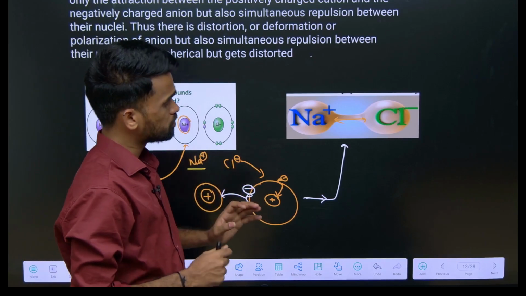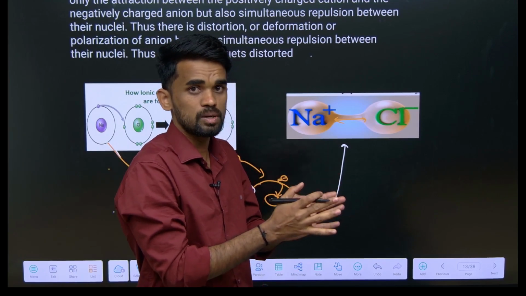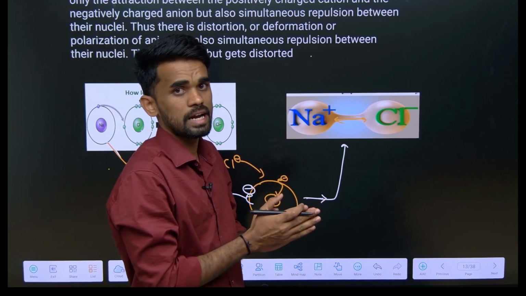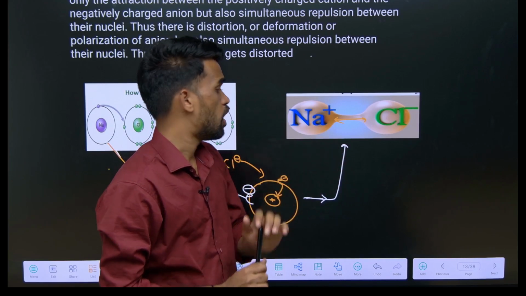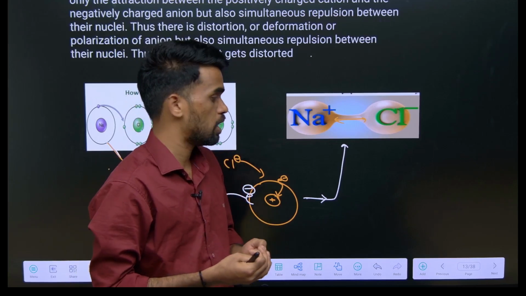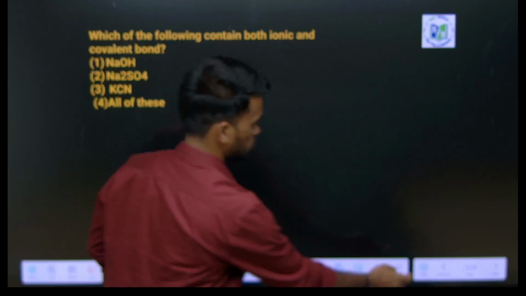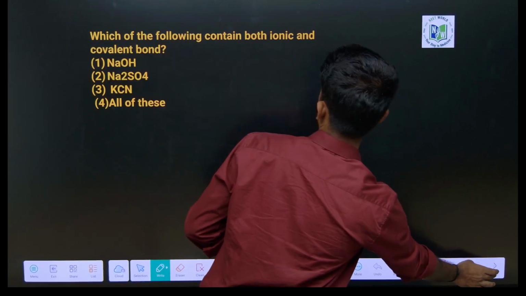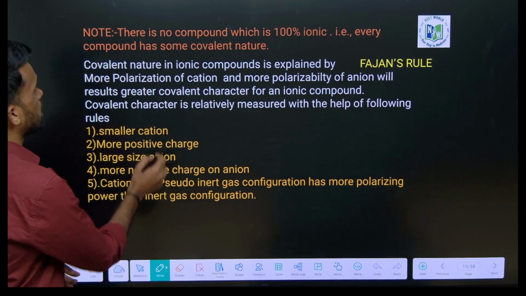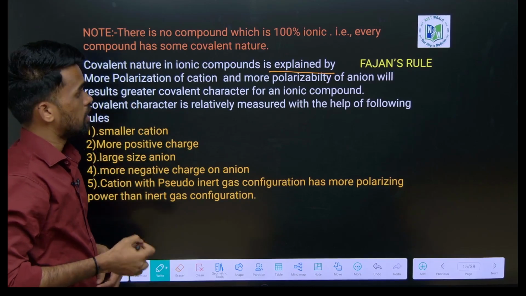Okay, so now we need to examine which particular compounds will have more covalent character and which have less covalent character for a particular ionic compound. In order to explain that, we have Fajans' rules to be followed to get the answer for those kinds of questions. I will show you what exactly Fajans' rules are. Covalent nature in ionic compounds is explained by Fajans' rules.